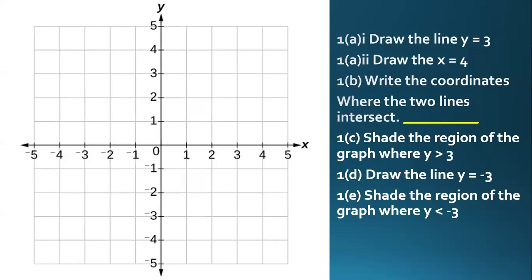So the first thing that they want us to do is draw the line y is equal to 3. And so what I'm going to do is open up the chat. I don't know if y'all can remember from last time, but I'm going to ask this question again. The line y is equal to 3. Is that a vertical line or a horizontal line?